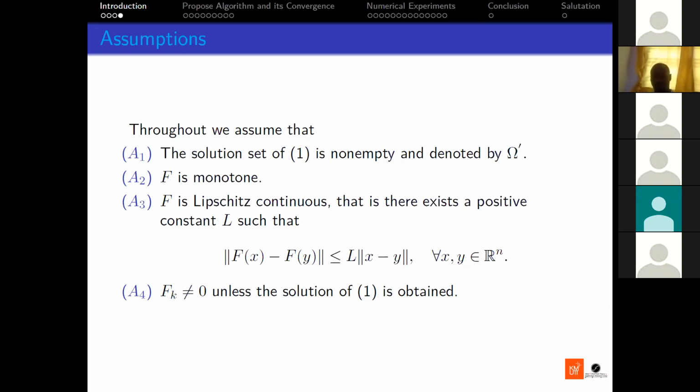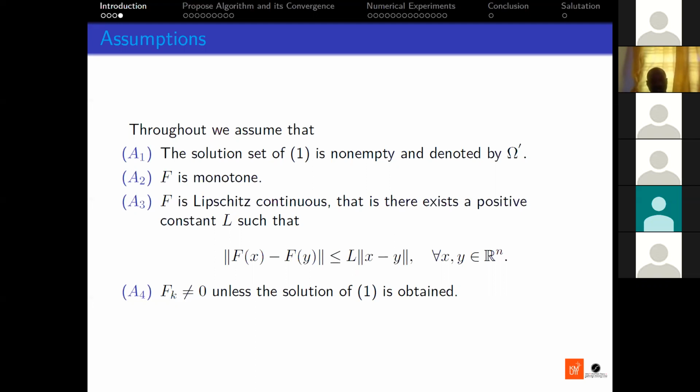Or just a comment. I'm not sure the full detail, but in your assumption, if your capital F is a gradient of some convex function, then it is convex. Then the capital F is a monotone operator. And when you assume that monotone operator to be Lipschitz continuous, then it implies that the function is strongly convex, and that implies your solution set is non-empty and unique, I think.